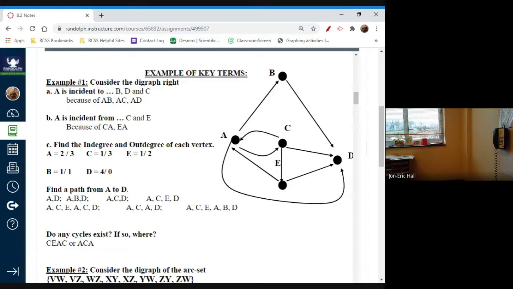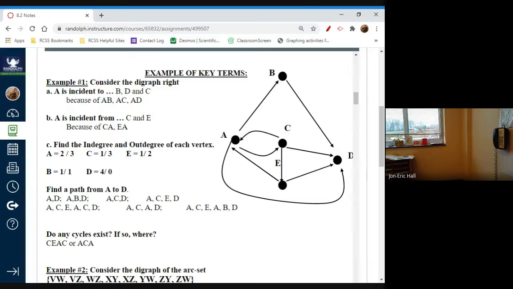So, the next one says find a path from A to D. From A means we have to go away to begin with, and it doesn't say how many stops I have to take, so I could go from A to C and C to D. Well, that's only 2. Is there one that's quicker than 2? Sure, A to D. That's 1. That's the shortest distance between the 2, A to D, with the least amount of stops. We could have also gone from A to B, B to D.